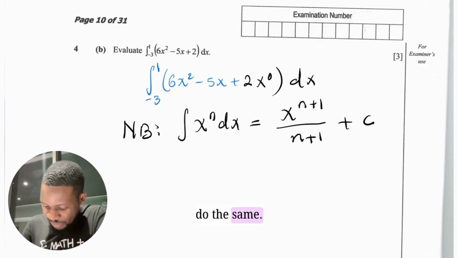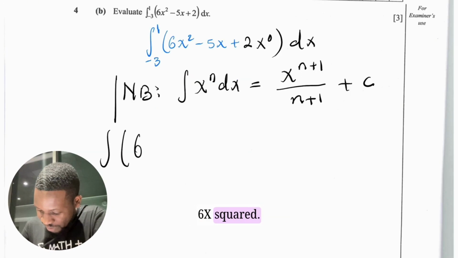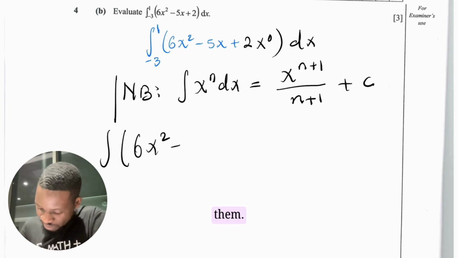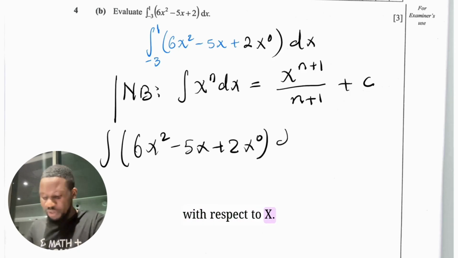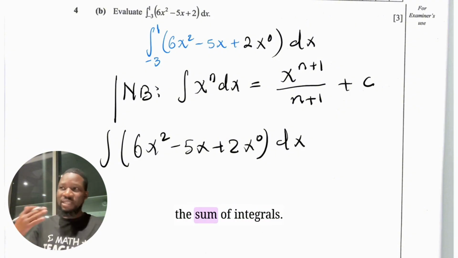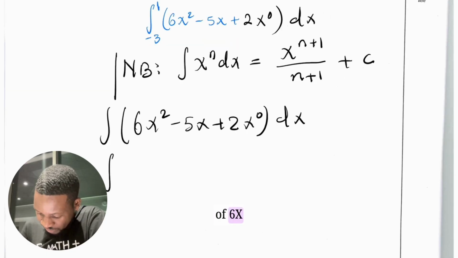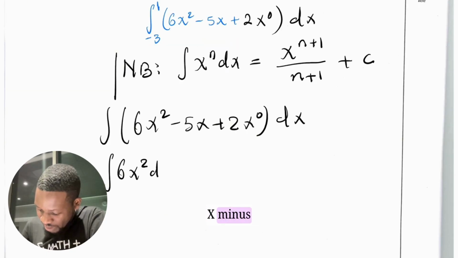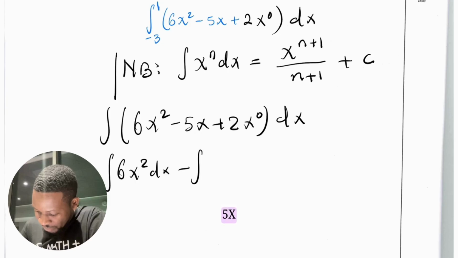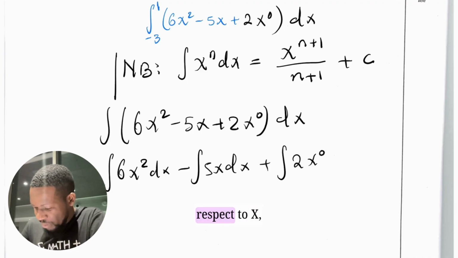We're going to do the same, but remember here we have the integral. Let me write this again, 6x squared minus 5x plus 2x to the power 0 with respect to x. I've ignored the limits, but I'll include them. The integral of a sum is the same as the sum of integrals. So I can distribute the integral: the integral of 6x squared with respect to x minus the integral of 5x with respect to x, plus the integral of 2x to the 0 with respect to x.